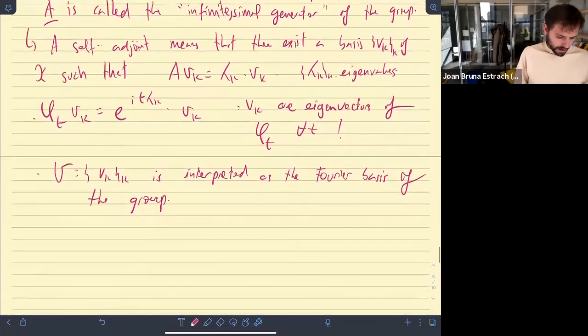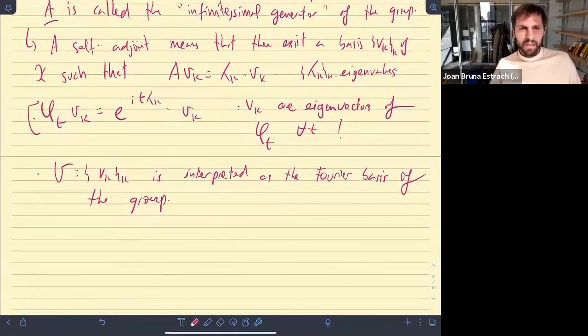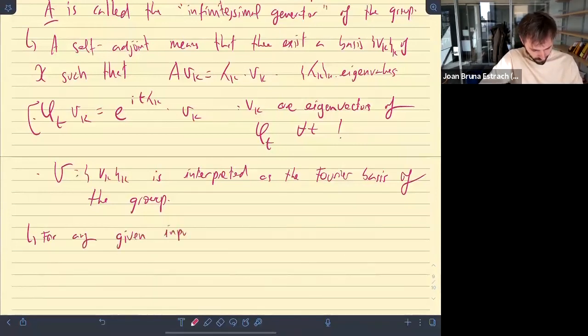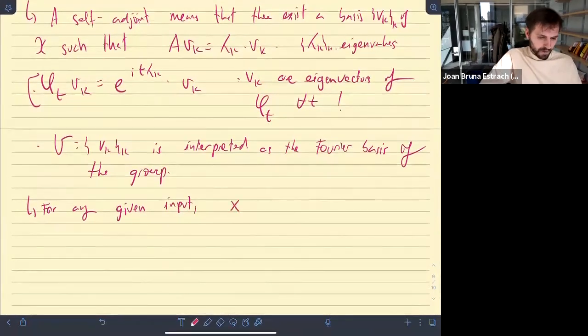And just to make sure that people are comfortable with that, now let's see how the group is acting on the inputs, right? So basically, for any given input x, how does the group act on x? So what is this? Any ideas? What should I do first, if I want to understand how this group is acting on an input x?